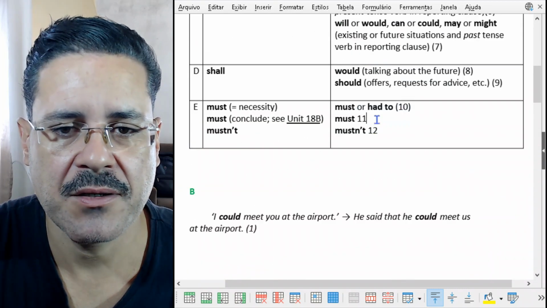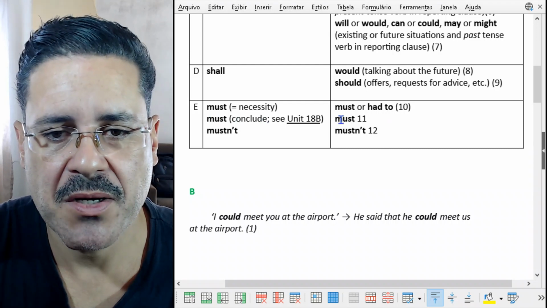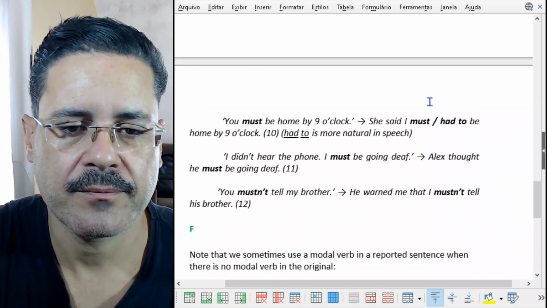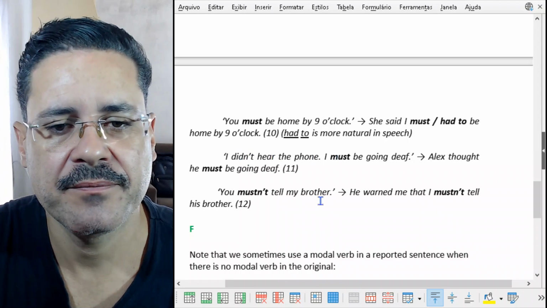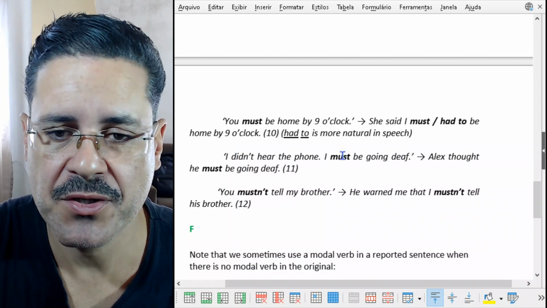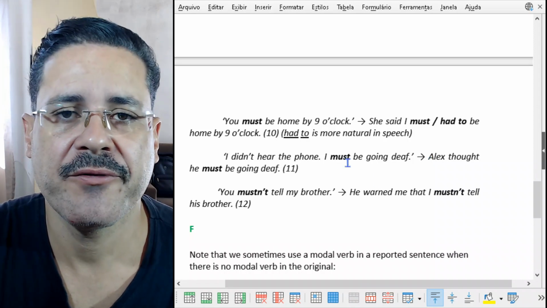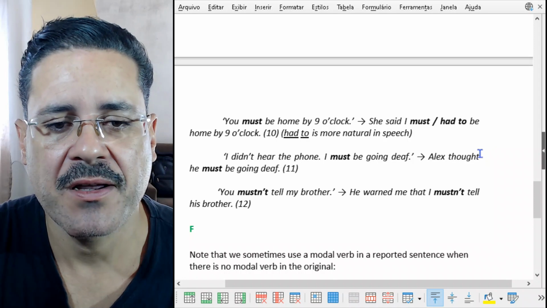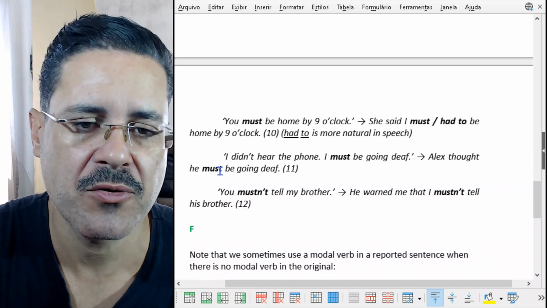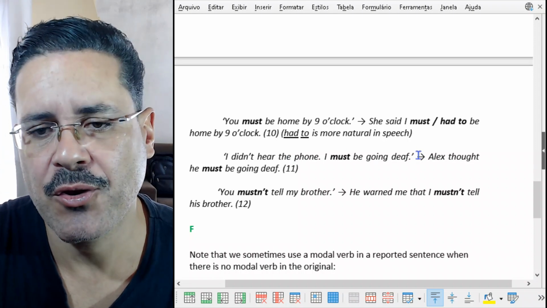Moving back and taking the other example, must. For must, we also use must. It doesn't change. Let's check. Number 11. I didn't hear the phone. I must be going deaf. This is the reported clause. So we report it repeating the verb. It doesn't change. Alex thought he must be going deaf. So we use must in the original statement and we repeat it in the reporting clause.